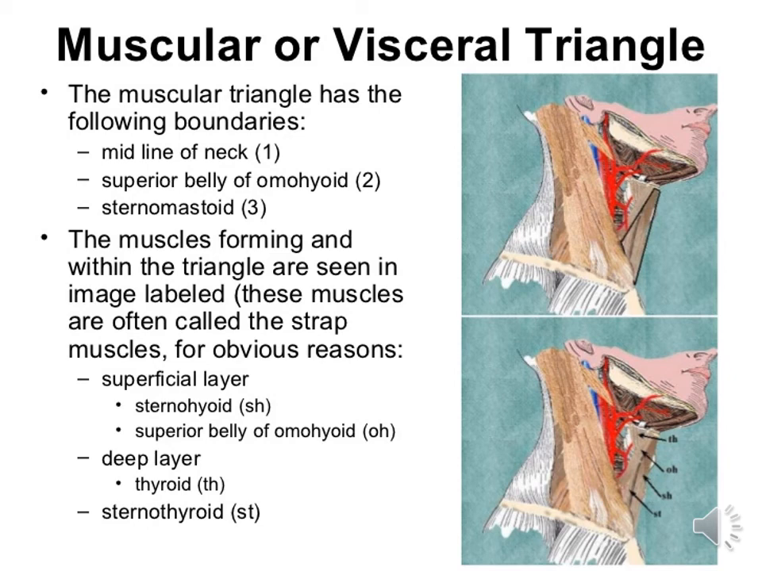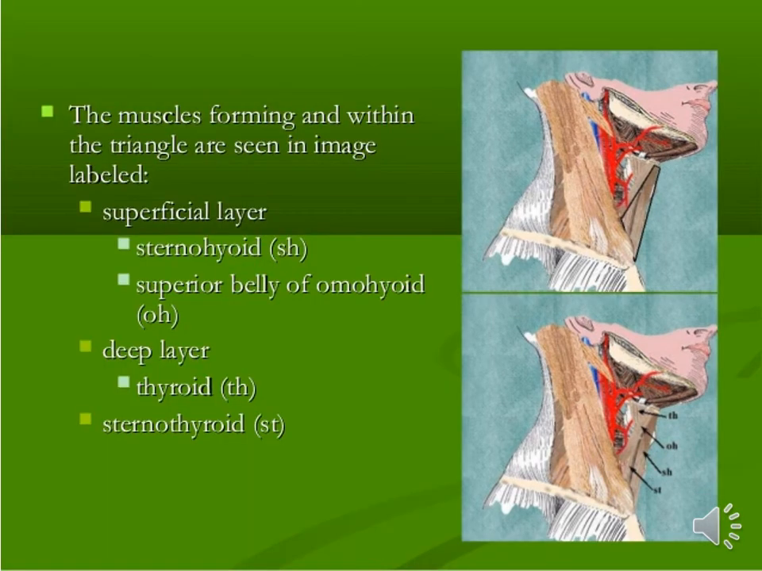The muscles forming the triangle are seen in this image. These muscles are often called the strap muscles for obvious reasons. The superficial muscles are the sternohyoid muscle and the superior belly of omohyoid muscle. The deeper layer has the thyrohyoid muscle and sternothyroid muscle. The superficial ones are sternohyoid and superior belly of omohyoid. The deeper ones are the thyrohyoid and sternothyroid muscles.